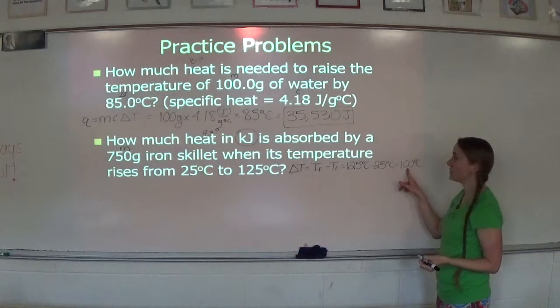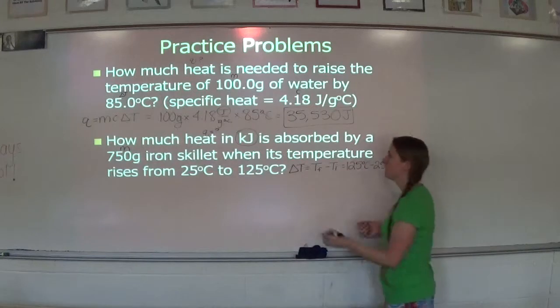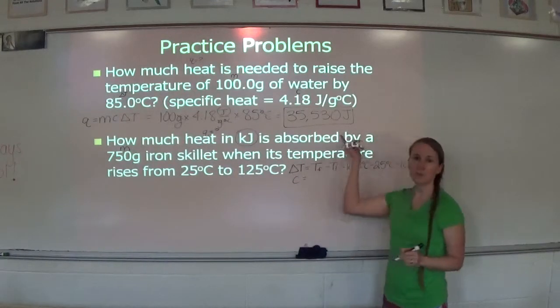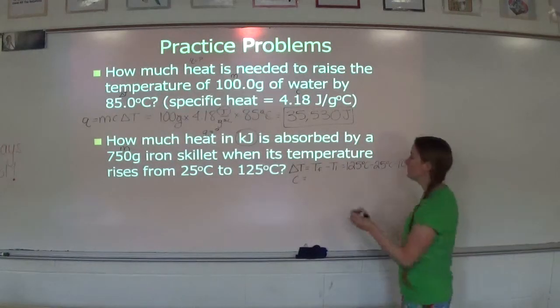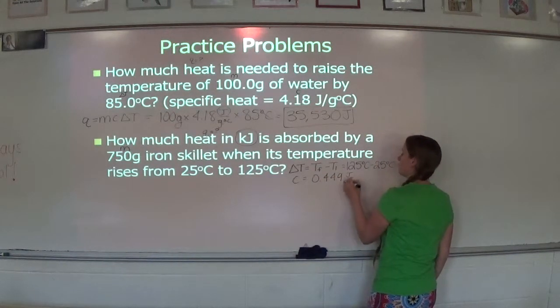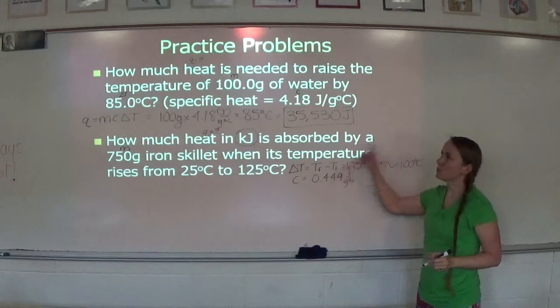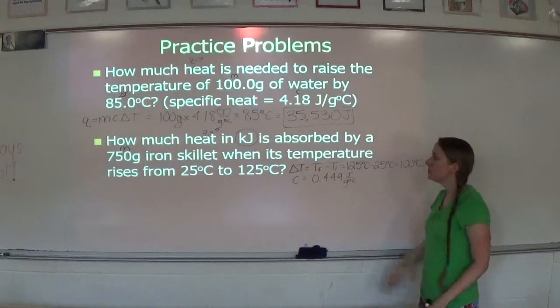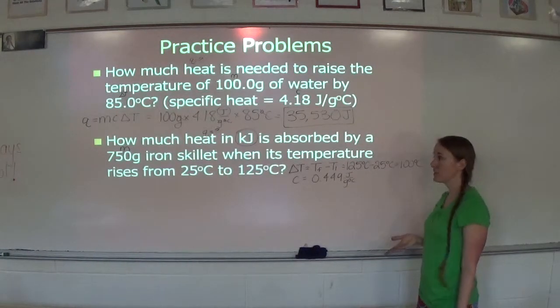Alright, so there's my temperature change, but you'll notice C is missing. Well, I gave you C in one of the previous questions for iron. It was 0.449 joules per grams degrees Celsius. Okay, I just pulled that from the previous question. You'll always be provided C. Don't think you have to memorize those.